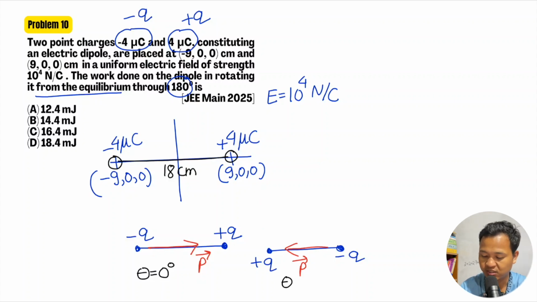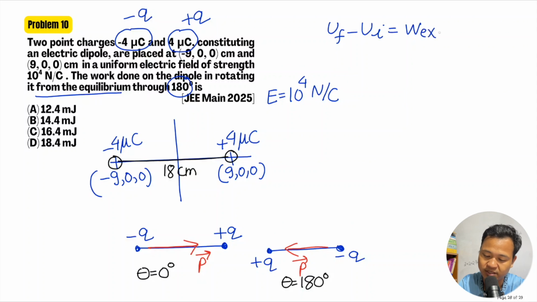theta changes to 180 degree. So the work done on the dipole, on rotating it, is external work done, since the force is conservative. Therefore U final minus U initial equals the work done by external force. U final is minus P into E into cos 180, minus U initial, which is minus P into E into cos 0 degree. This is the work done by external force.